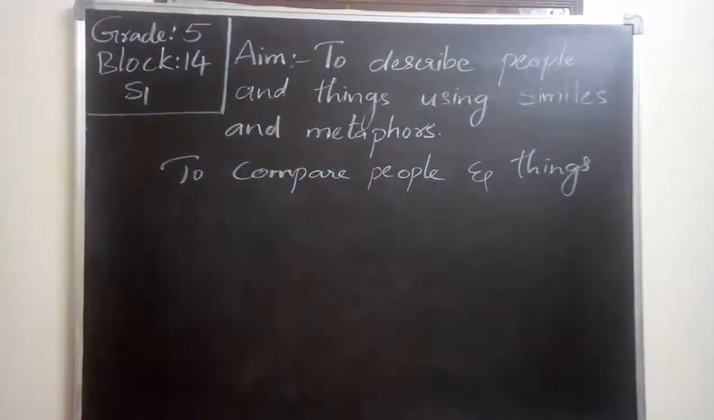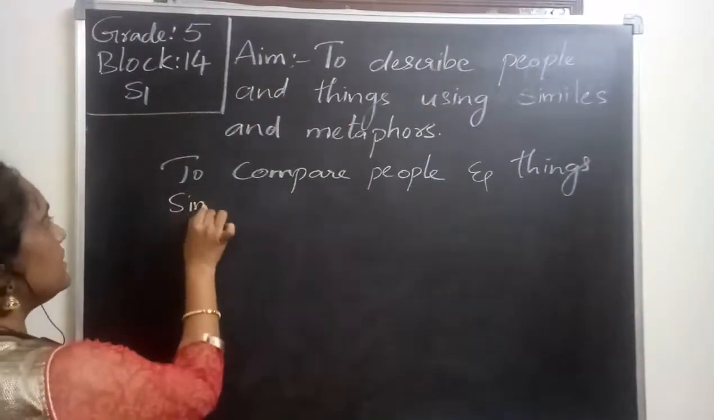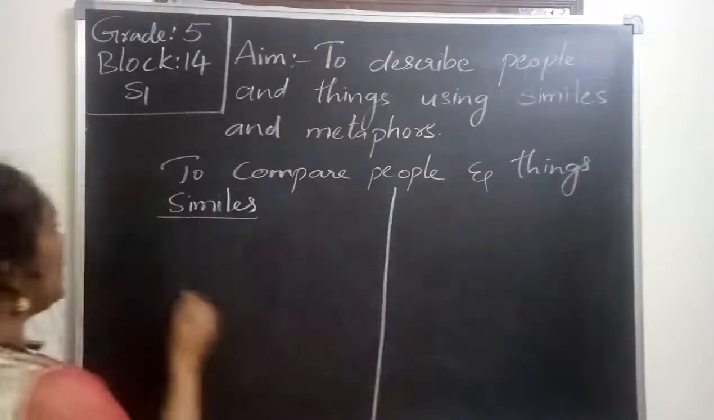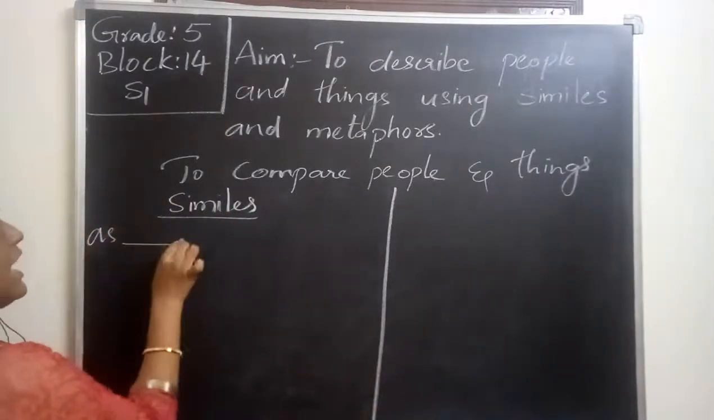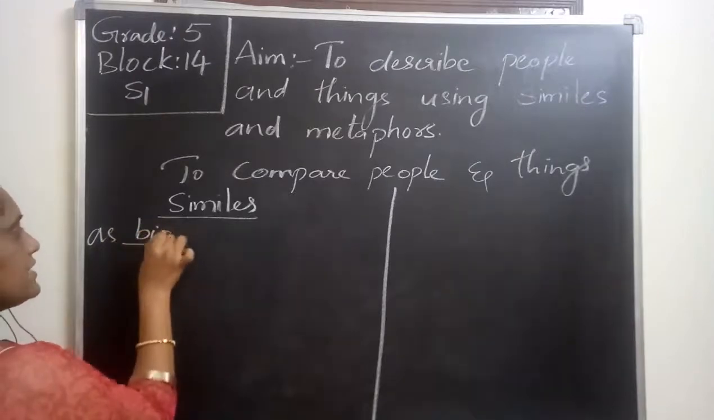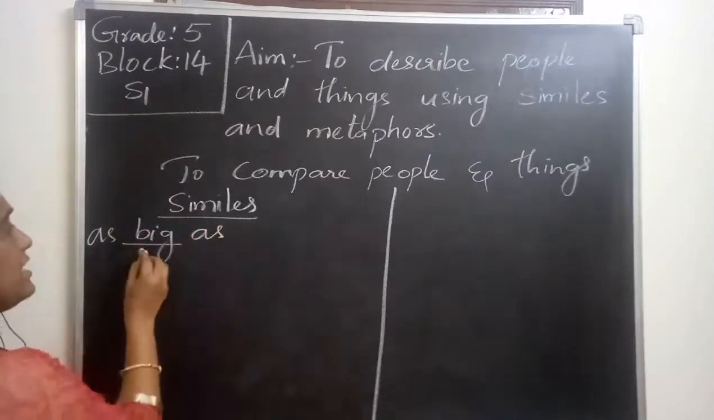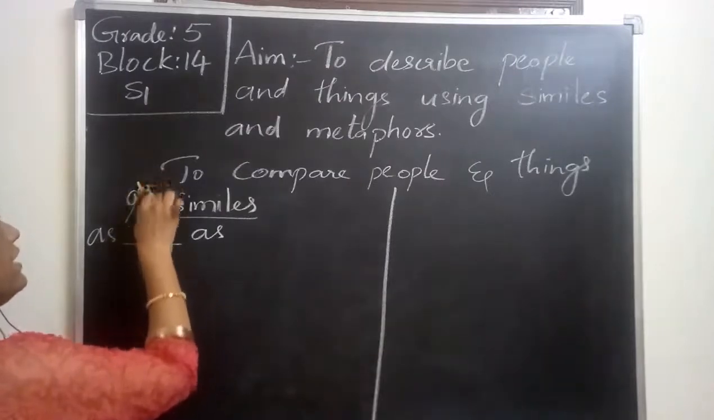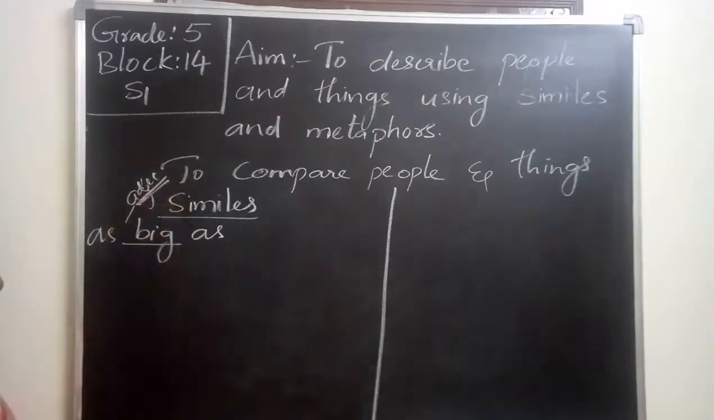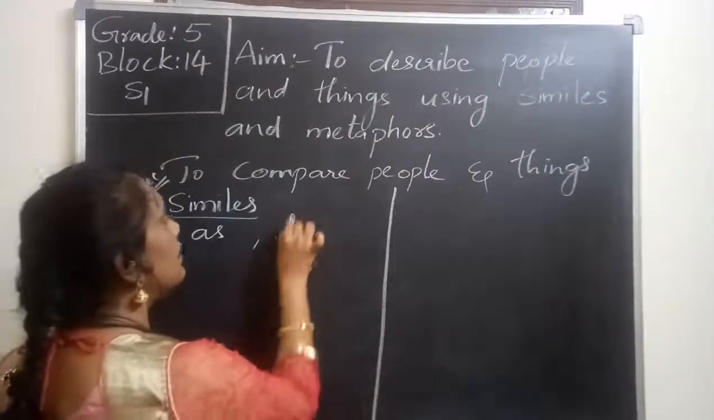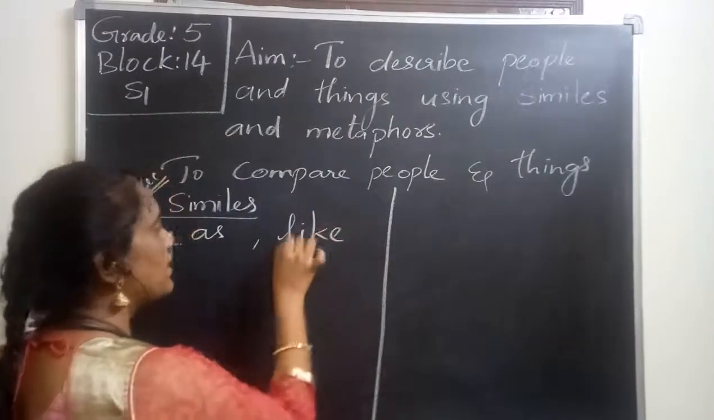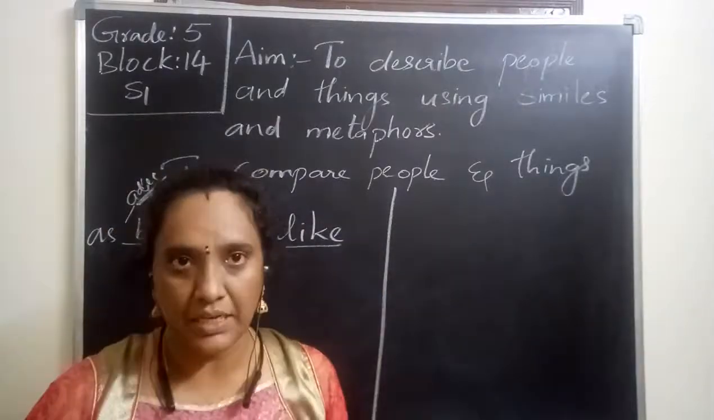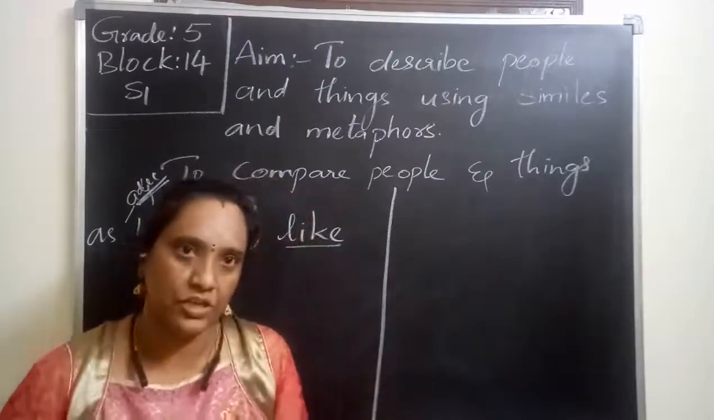See, in similes, we compare by using the words like "as", adjective, as big as, as small as, anything. So this is an adjective. So the empty place can be filled with an adjective. So "as... as", or a word "like". So these two are the main words when we compare with similes. See how the comparison is there.